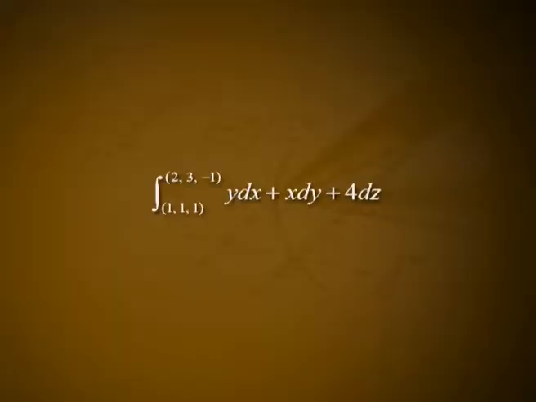Example 8. Show that y dx plus x dy plus 4 dz is exact and evaluate the integral from (1, 1, 1) to (2, 3, -1) of y dx plus x dy plus 4 dz over the line segment from (1, 1, 1) to (2, 3, -1). Solution. We let m is equal to y, n is equal to x, p is equal to 4 and apply the test of equation 3 and obtain the following.